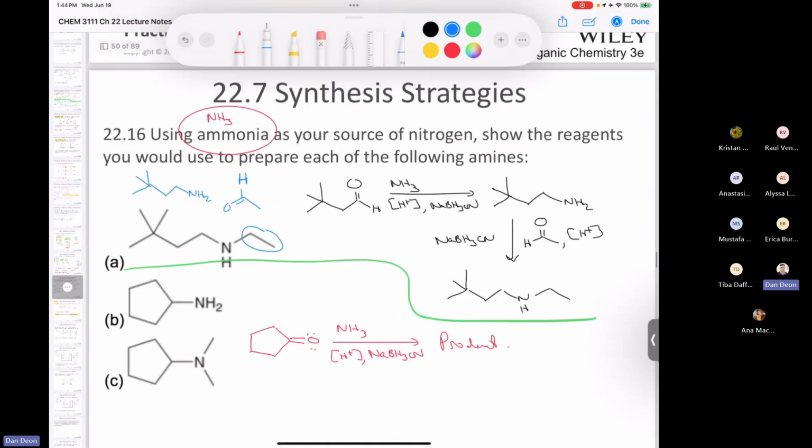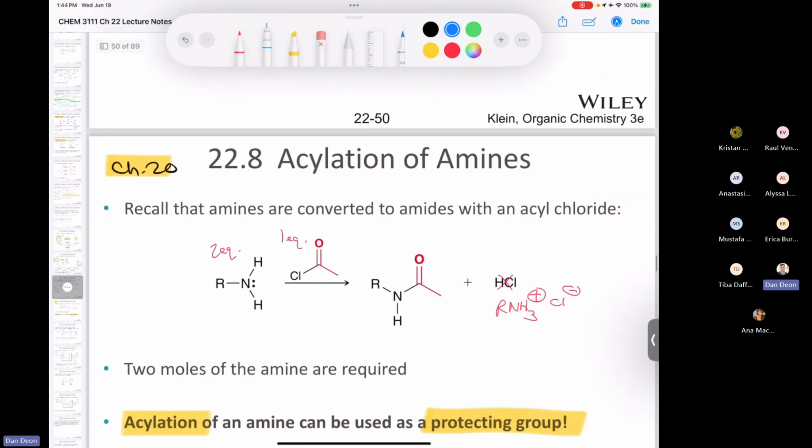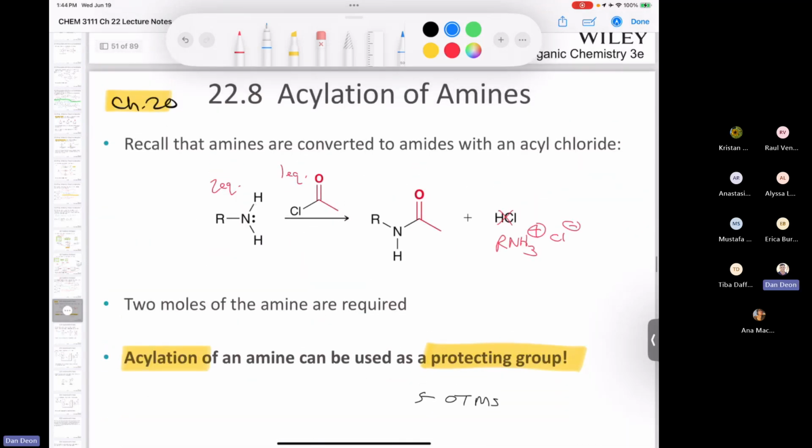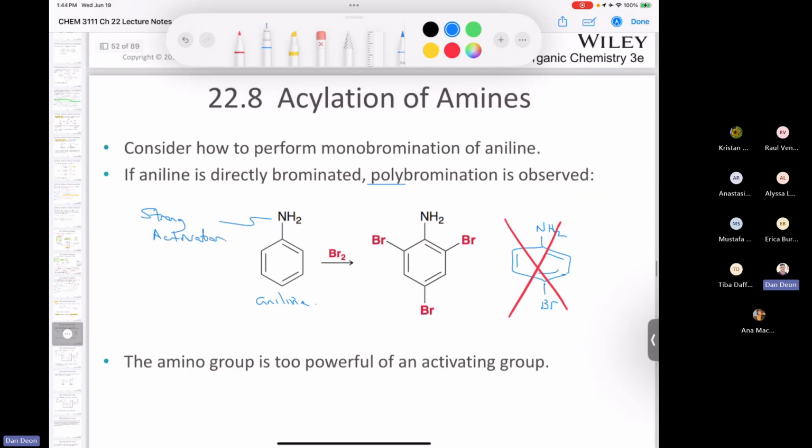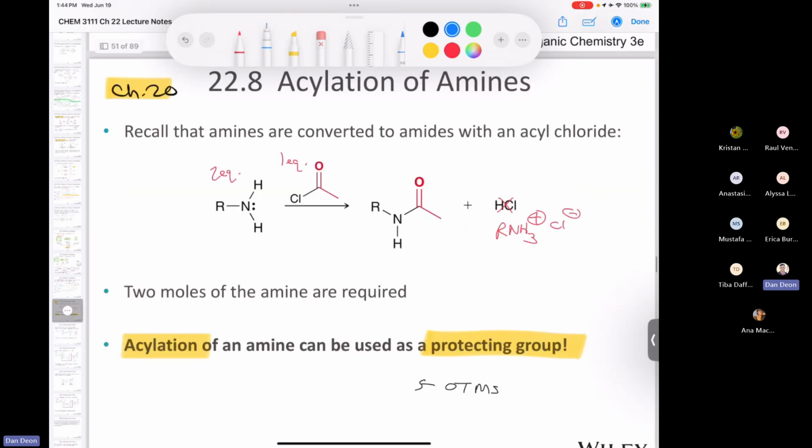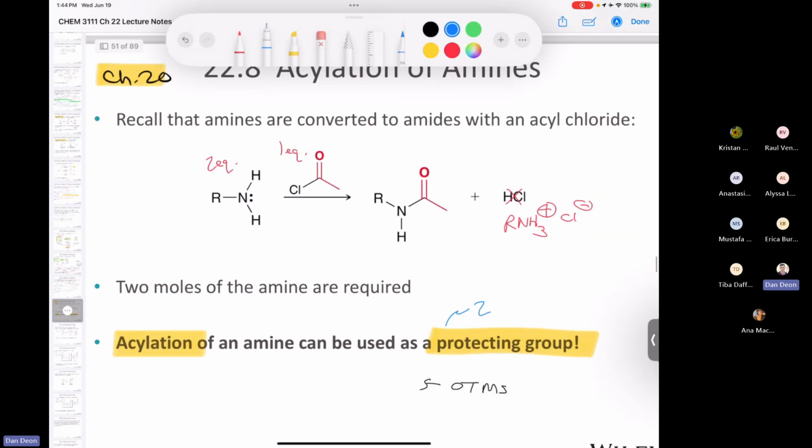So we finished reductive amination, and then we said, okay, we know what acylation of an amine is. It was covered in chapter 20 in detail. The reason it's coming back up in this chapter is because an acyl group is a very good protecting group. So why would you need to protect an amine? It gives you two reasons, so we'll put here a protecting group, and two scenarios.